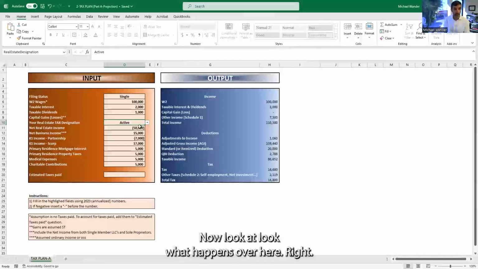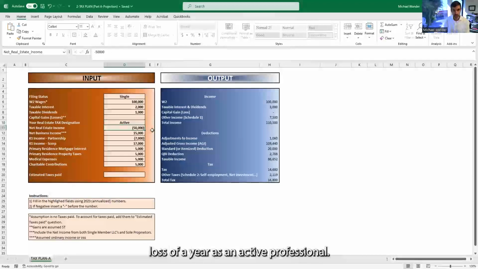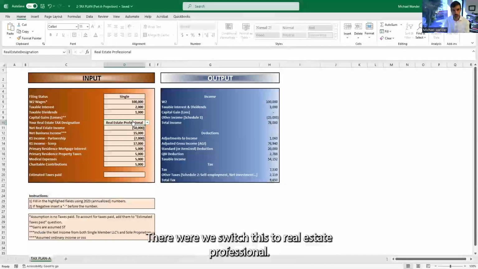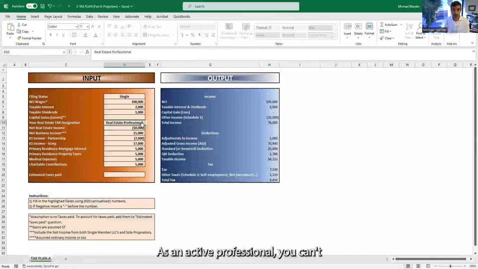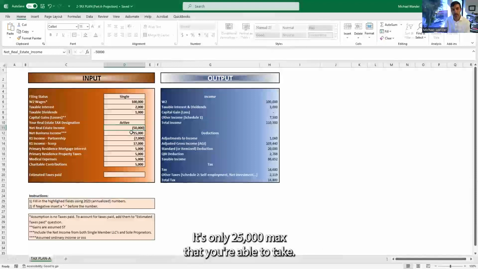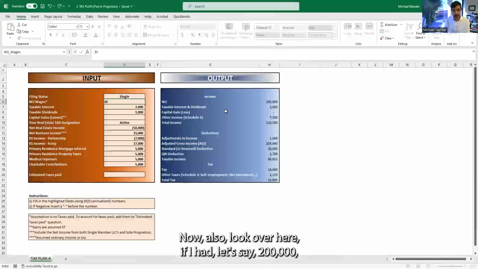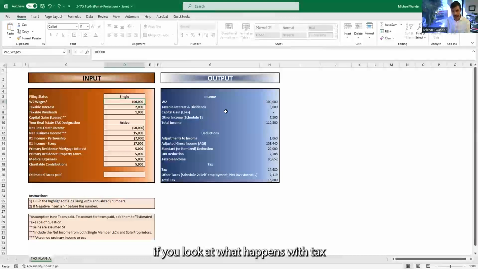So that's that. Now look what happens over here, right? Right now we have a $50,000 loss as an active real estate professional. When we switch this up to real estate professional, you're able to take the entire $50,000 deduction, right? As an active professional, you can't take that entire $50,000. It's only $25,000 max that you're able to take. Now, also look over here. If I had, let's say, $200,000, look at what happens to my tax liability, right?